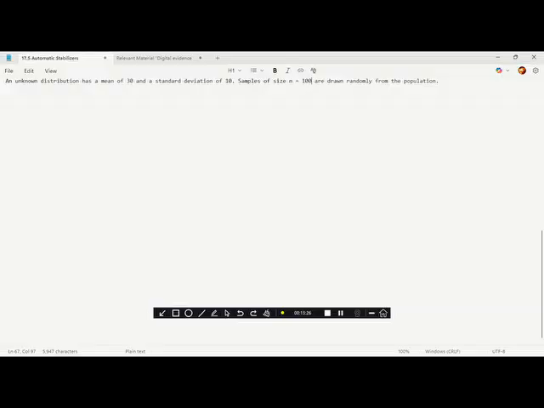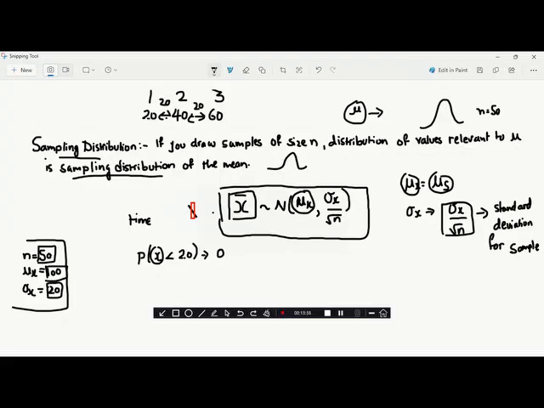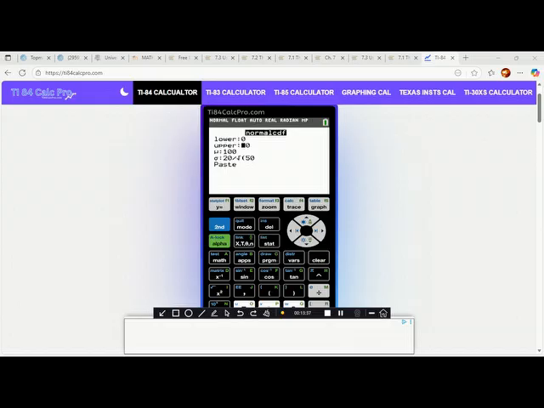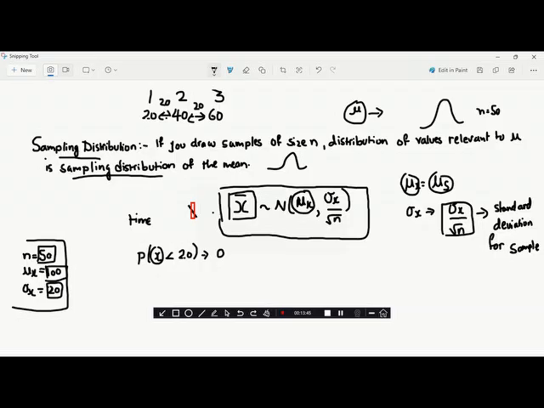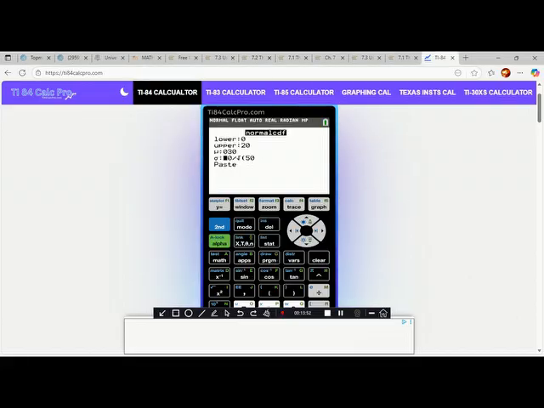Let's just keep the upper as 20. So the upper is 20. Your mean is 30. And your standard deviation over here, because we changed the values, your standard deviation will be 10.